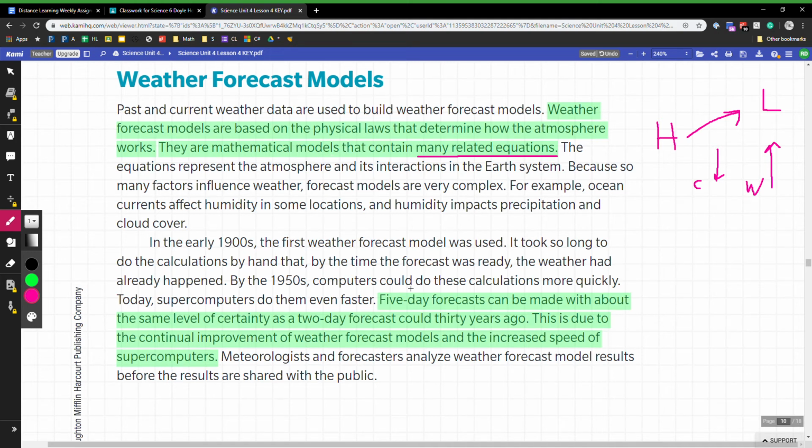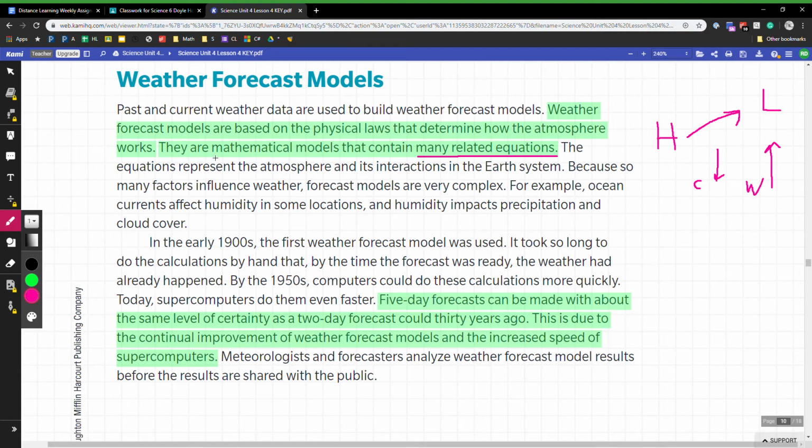And this talks about, and then down here it says 5-day forecasts can be made with about the same level of certainty as a 2-day forecast could 30 years ago. This is due to the continual improvement of weather forecast models and the increased speed of supercomputers. You don't even need a supercomputer to do forecasts these days.